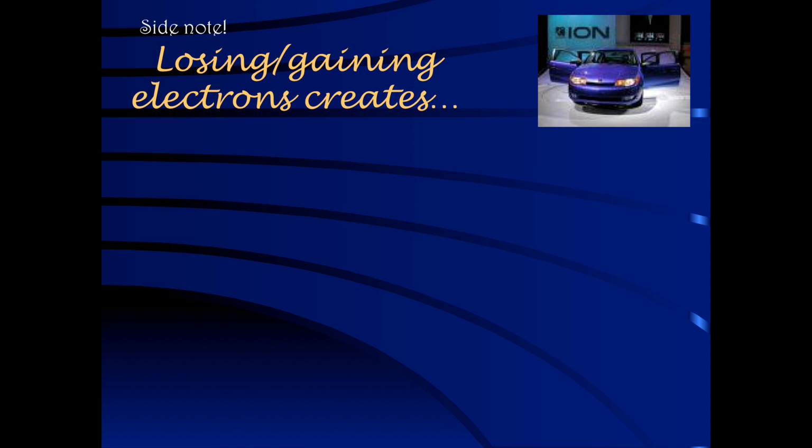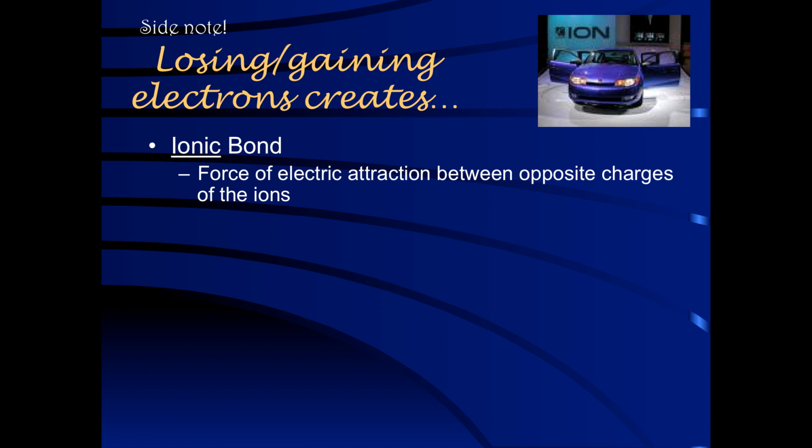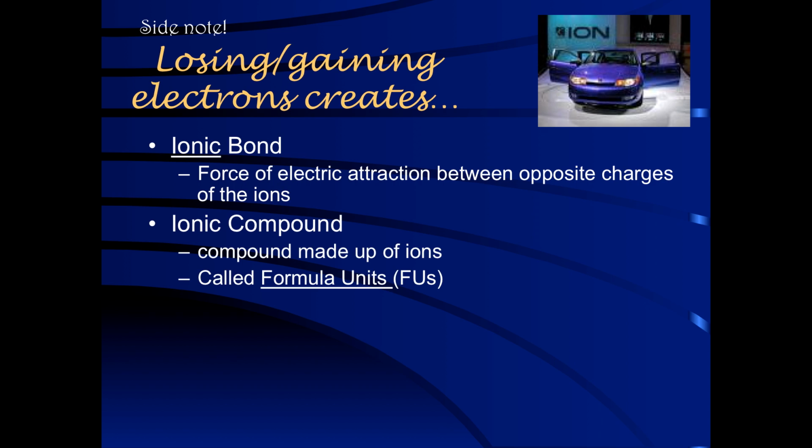All right, so losing and gaining electrons creates an ionic bond. This is our first type of bonding that we want to clarify. It's called an ionic bond because there are ions that have opposite charges and are attracting each other. Negative and positive attract, like static electricity, like magnets. The result is called an ionic compound, a compound made of ions, and the neutral piece is called a formula unit. And yes, the abbreviation is FU. It's the only time you're allowed to yell that out in class and not get in trouble.